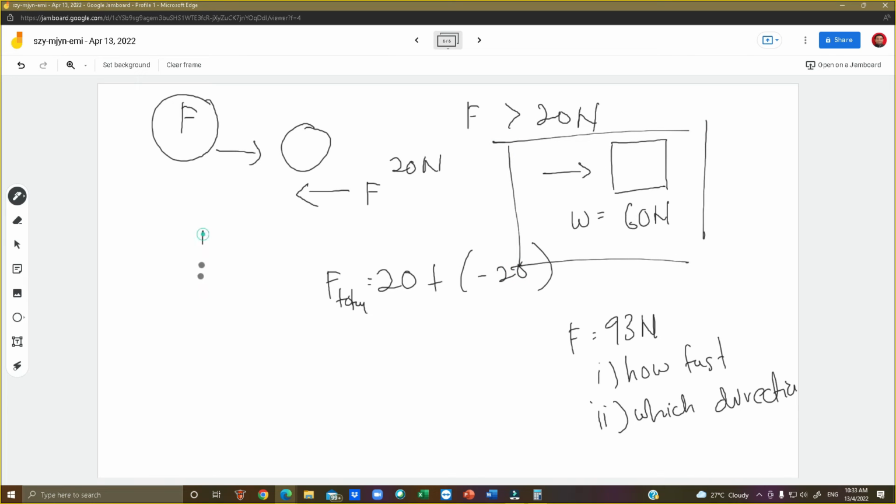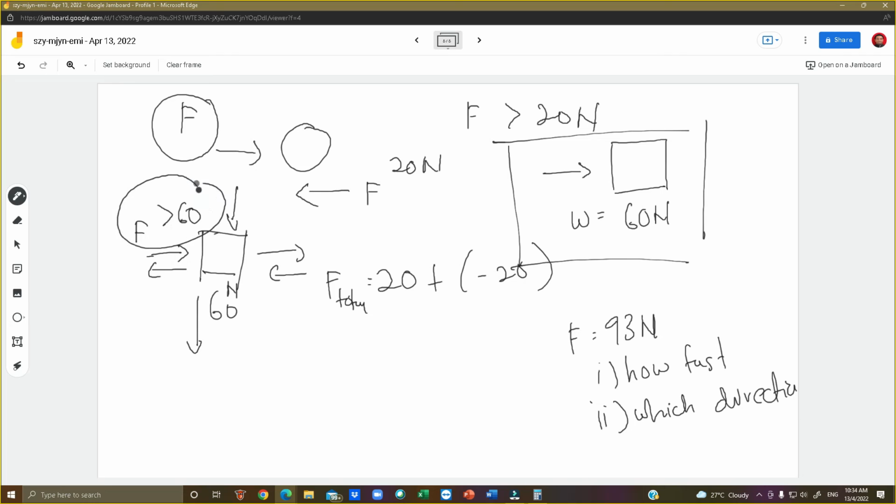Okay, jadi kita ada box 60. So meaning that there are 60 Newton of force here. So in order to move this box, you need to actually pull more than 60. Baru kotak ni bergerak. Kalau kamu push like this, it will go there. If you push downwards, it will go there. If you push to this side, it will follow, if the force given is more than 60.